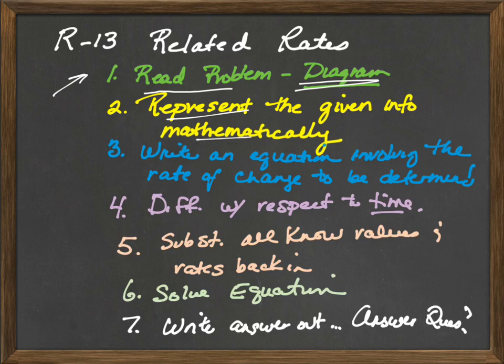Represent what's given mathematically. So if they give you the rate of change of volume, you write dV/dt, so you're following along. Then you try to write an equation involving the rate of change, and sometimes this has a little caveat where it has two variables, and somehow you've got to get it down to one with other formulas or similar triangles or something. You differentiate with respect to time, substitute all variables back in that you know, solve it, and then make sure you answer the question correctly.